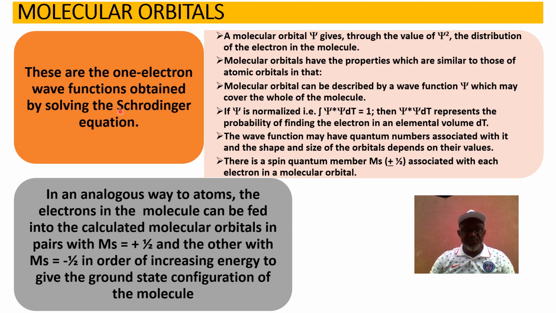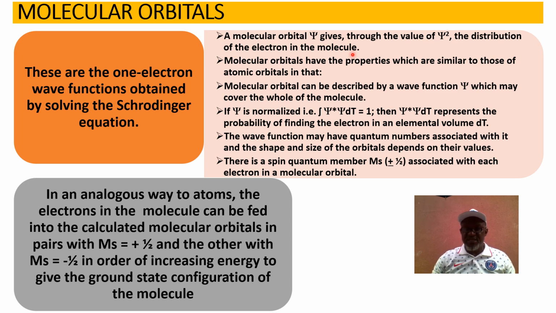Molecular orbitals. These are one-electron wave functions obtained by solving the Schrödinger equation. Remember, we've met wave function before. We also met the Schrödinger equation. And these are the descriptions for a molecular orbital. A molecular orbital, phi, that is a wave function, gives through the value phi squared the distribution of the electron in the molecule. So the same way we have distribution in atomic orbitals, we also have distribution in molecular orbitals, the electrons in molecular orbitals.